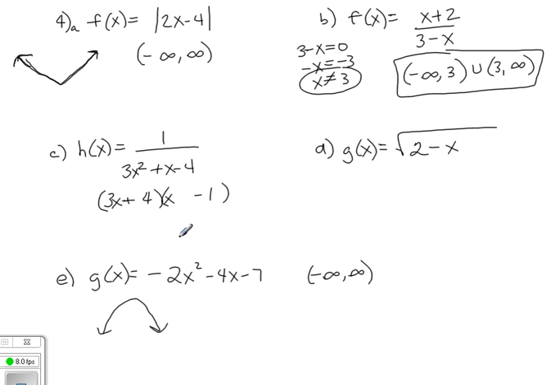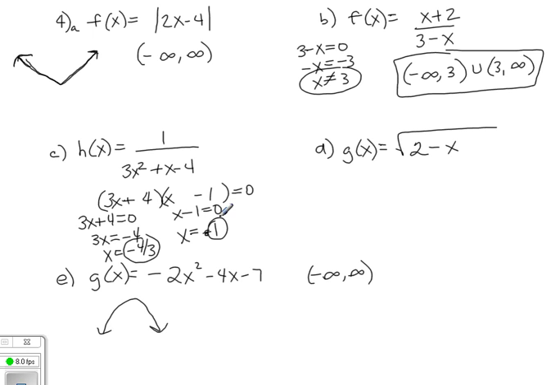3x squared minus 3x plus 4x gives me the positive x minus 4. That's correct. So when I set that equal to 0, then 3x plus 4 would equal 0, or x minus 1 would equal 0. 3x would be negative 4. X would be negative 4/3, and then this other x would be a positive 1. So these are the two values that cannot be used in our domain.